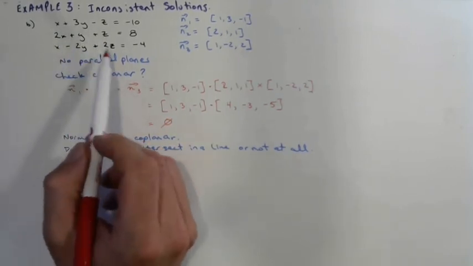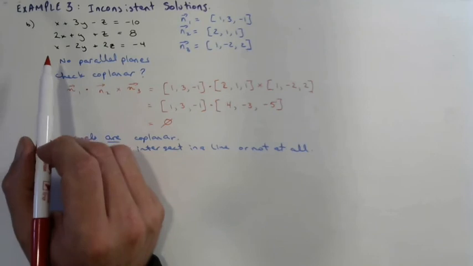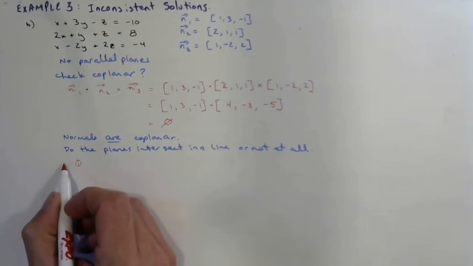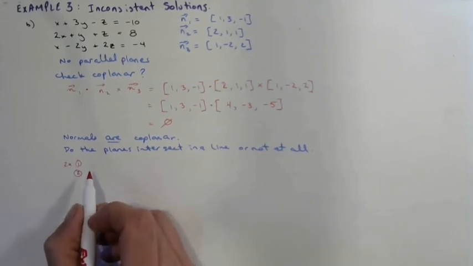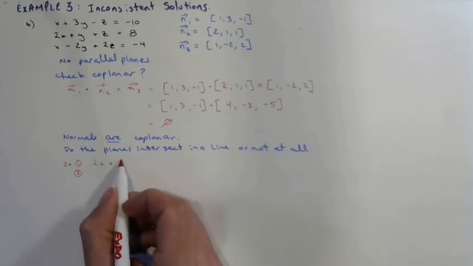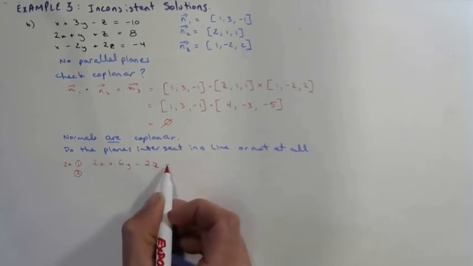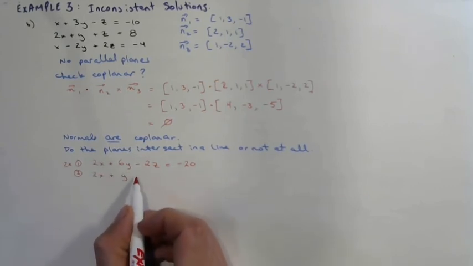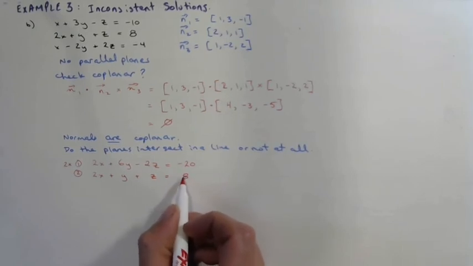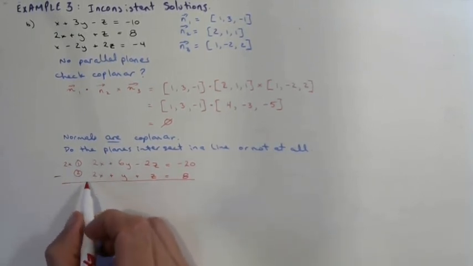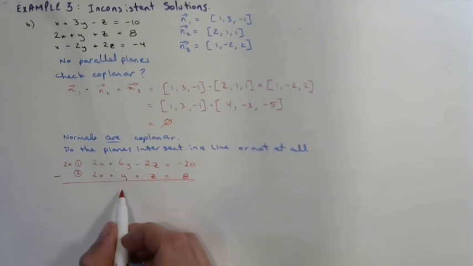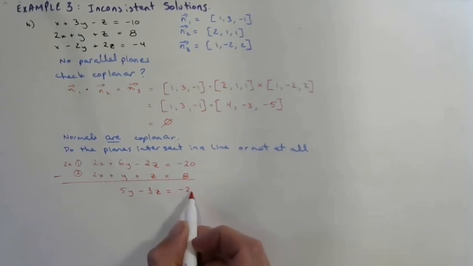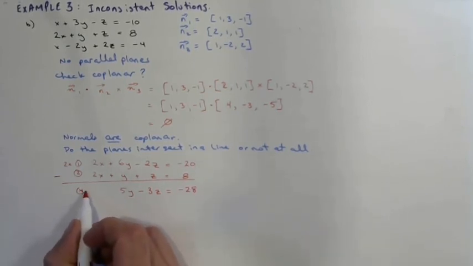So here are my equations. I am going to eliminate x. So I'm going to take equation 1, multiply it by 2, and line it up with equation 2. So this becomes 2x plus 6y minus 2z equals negative 20. Equation 2 is 2x plus y plus z equals 8. Going to subtract to eliminate my x's. 6 minus 1 is 5y. Negative 3z equals negative 28. That's going to be equation 4.